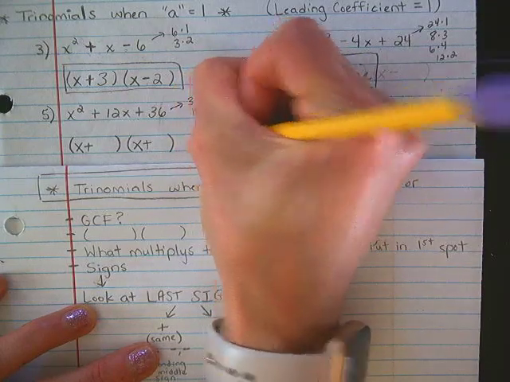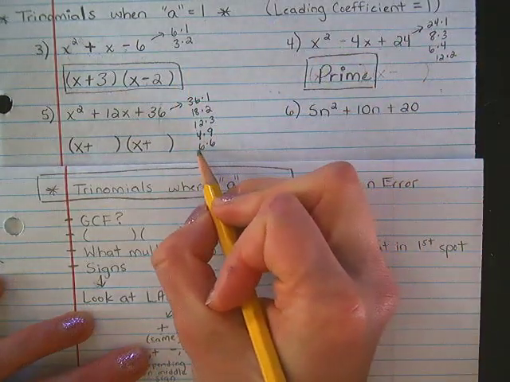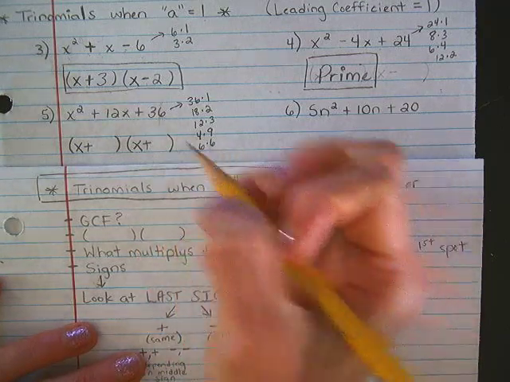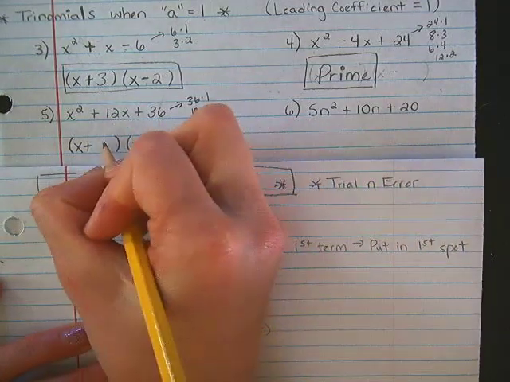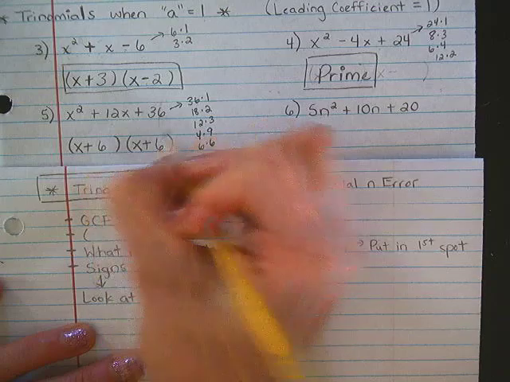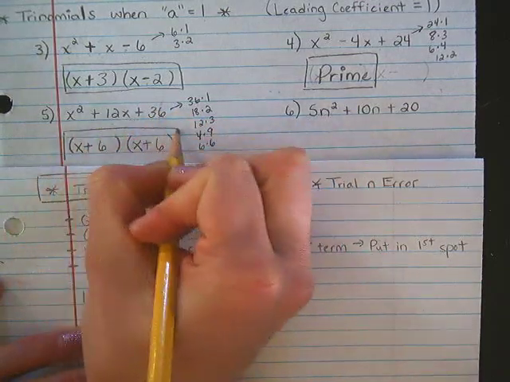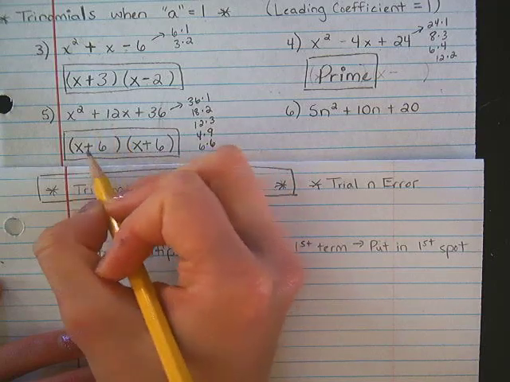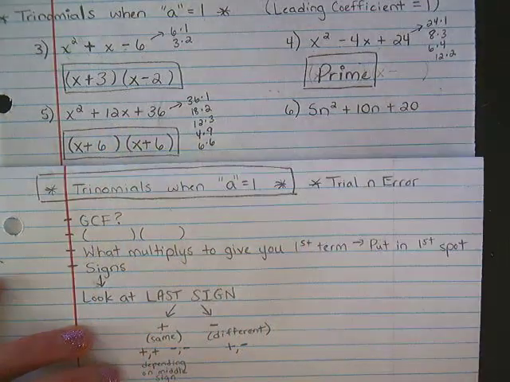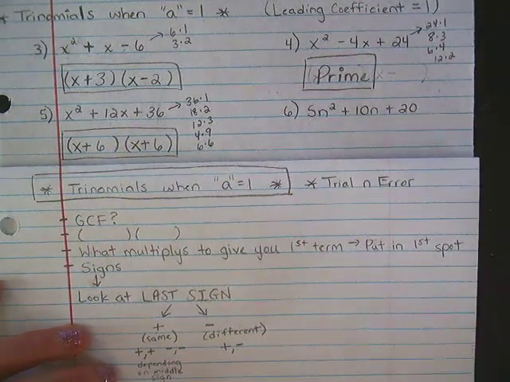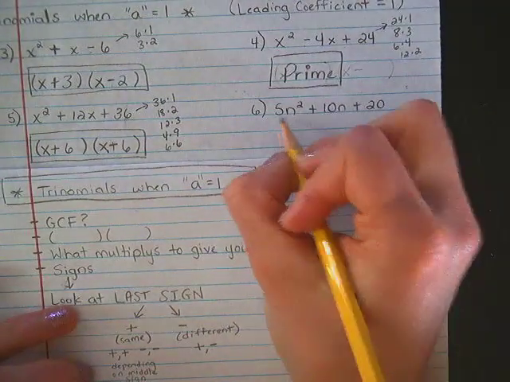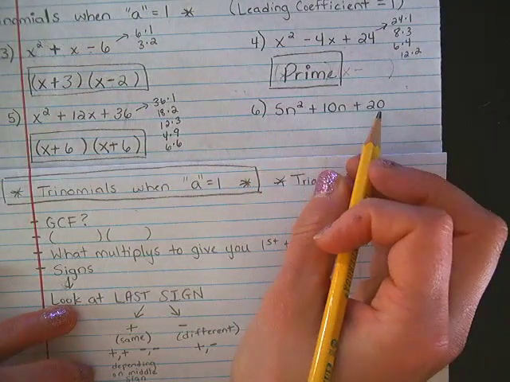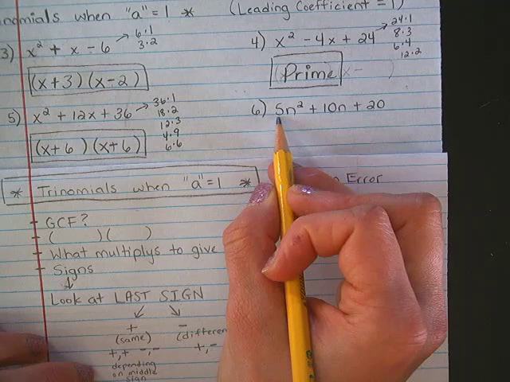6 and 6. That may be it. Because if we take a positive 6 plus 6, we get 12. So that's what goes there. So like I said, you just kind of start figuring out all the things that multiply to give you the last one. And then they have to combine with these signs to give you the middle one. All right. So then the last one that we'll do together is this one. It's a trinomial. It does not have a 1 in front.